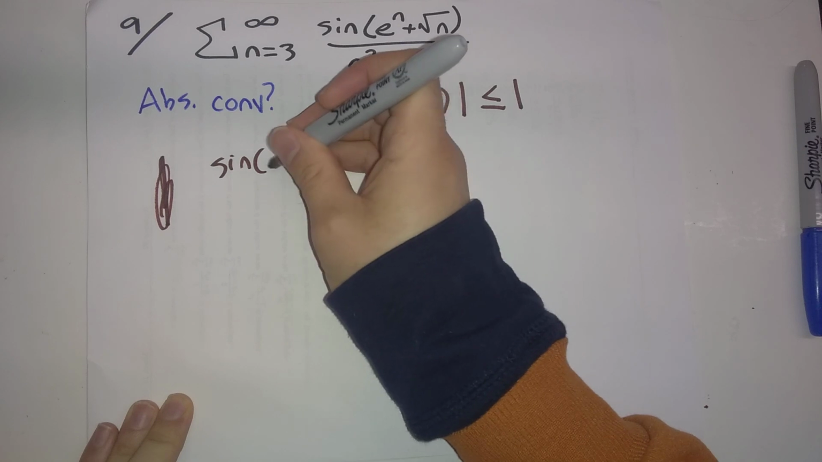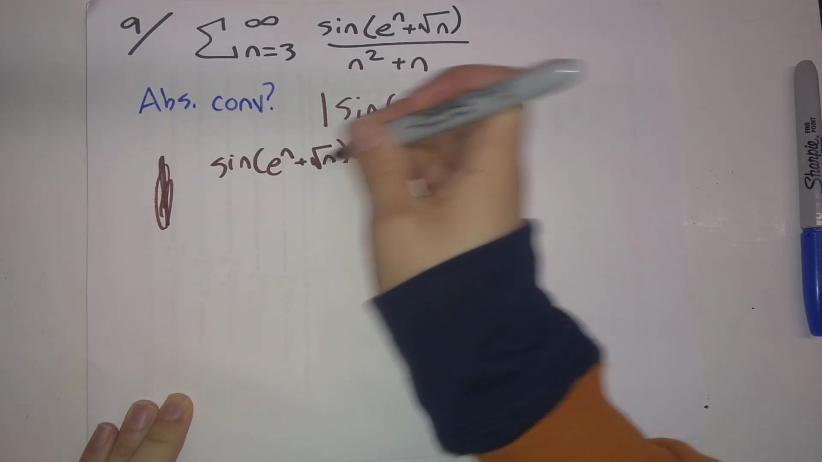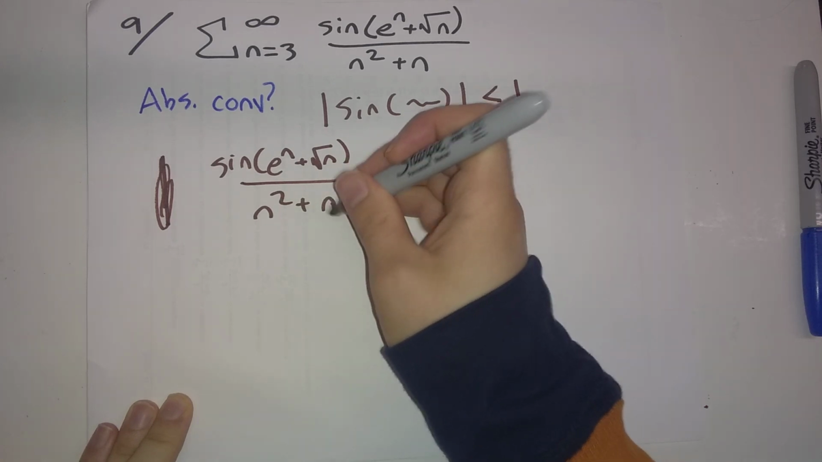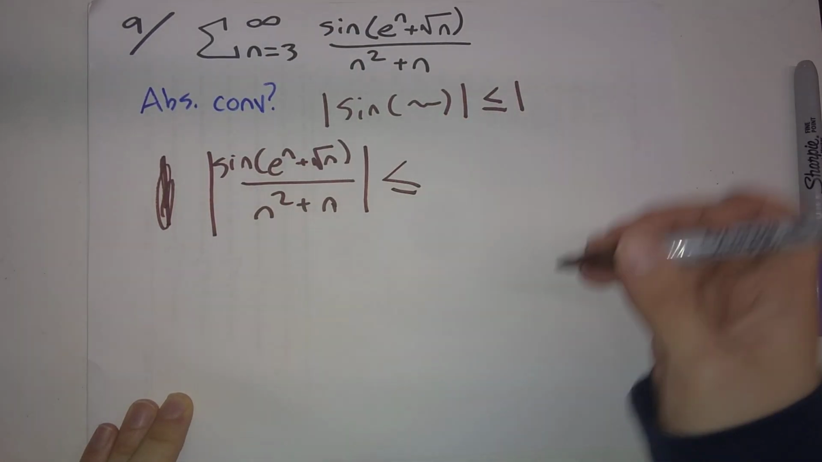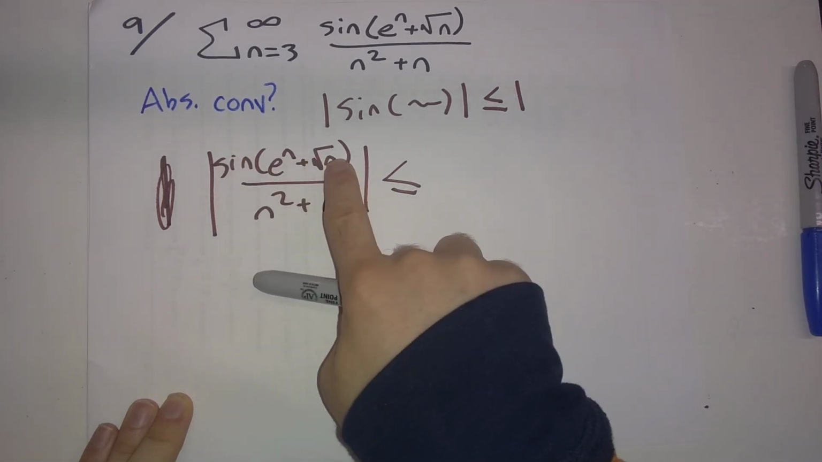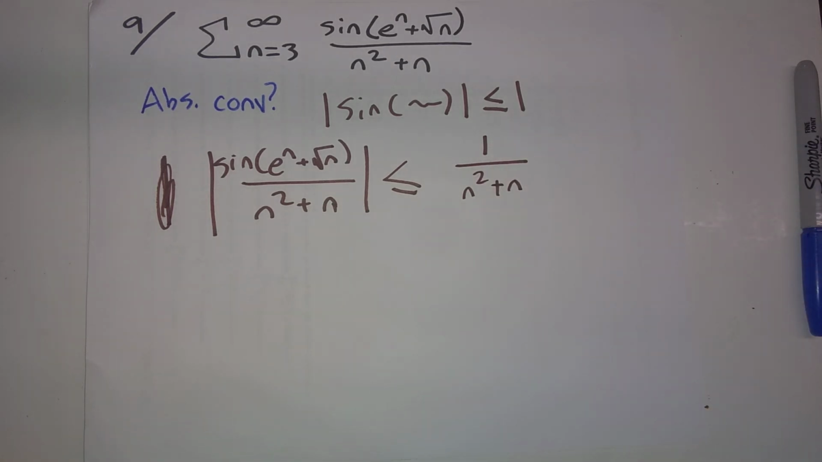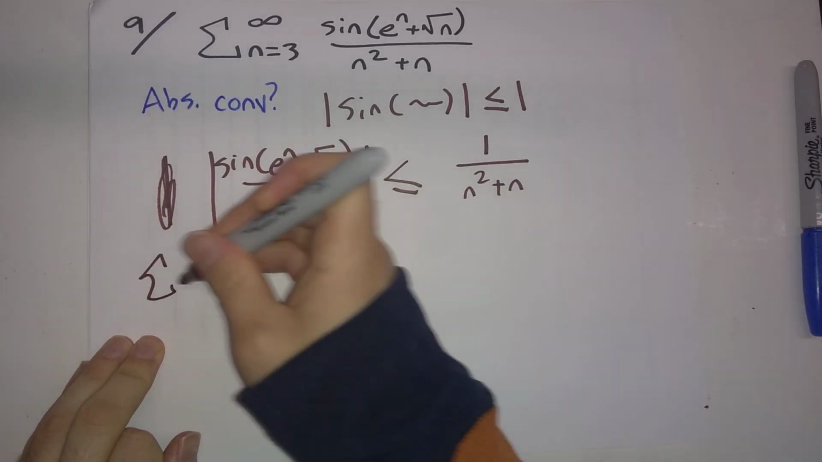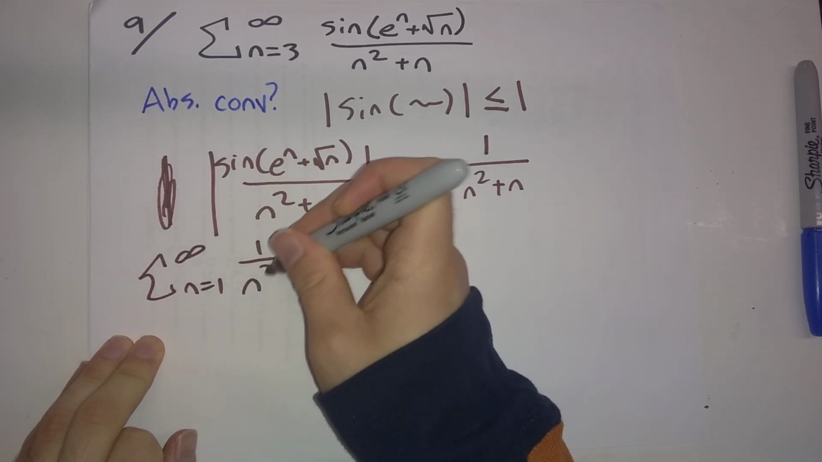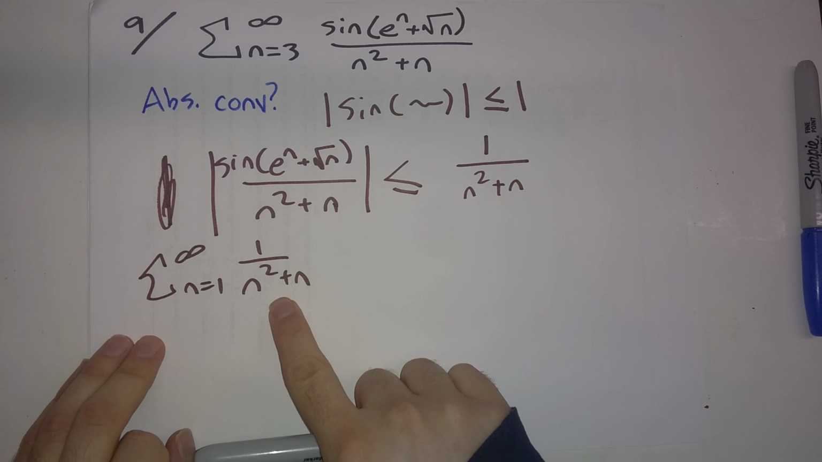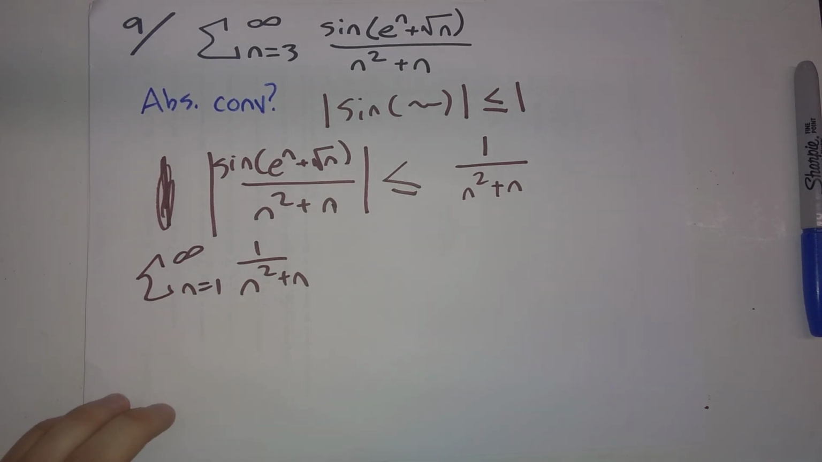sine of e to the n plus square root n, divided by n squared plus n, I take the absolute value of that. That is less than or equal to 1 divided by n squared plus n. So my hope, and it turns out to be a correct hope, is that this series is convergent. If I can show that, I'm using the direct comparison test and absolute convergence to conclude that this original series is convergent.